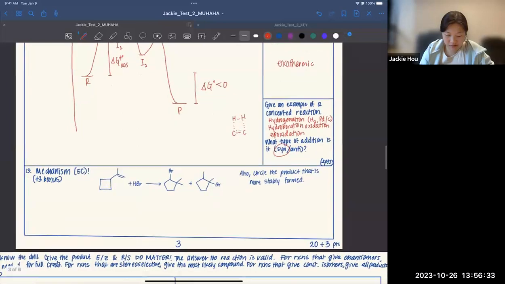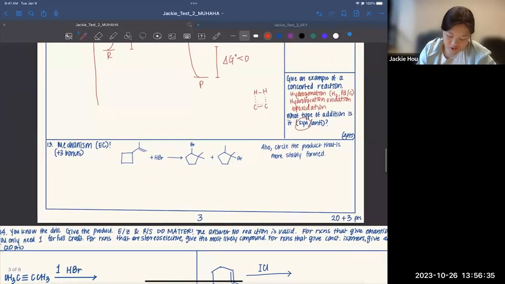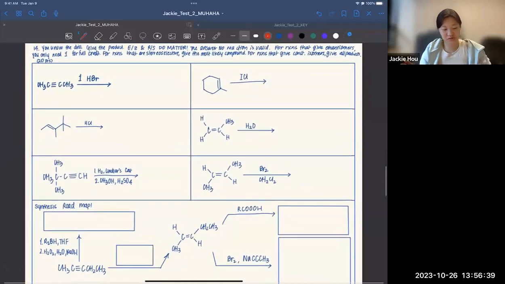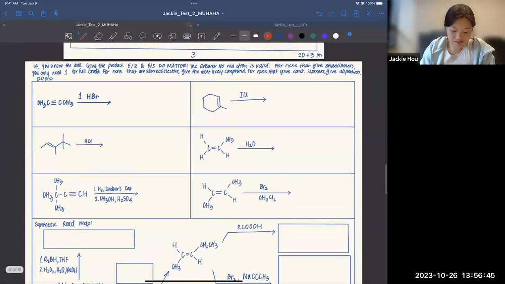Okay. We'll go over this extra credit question later at the end. I want to go through the reactions first, and then we'll do that ring expansion sort of.